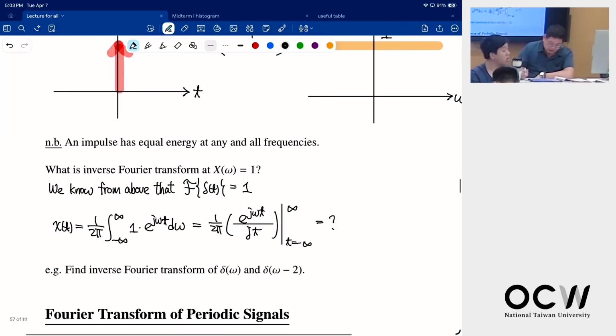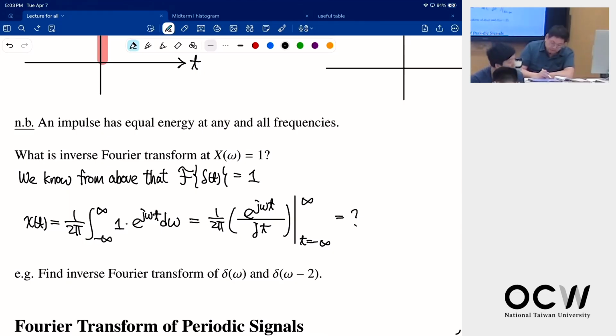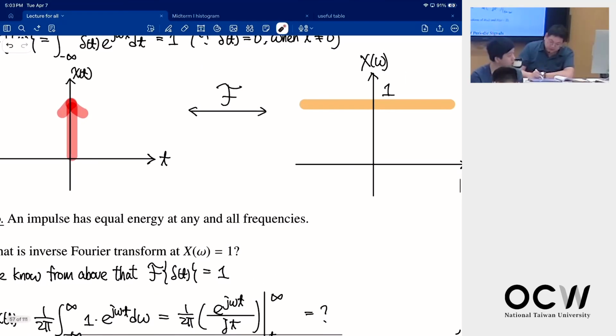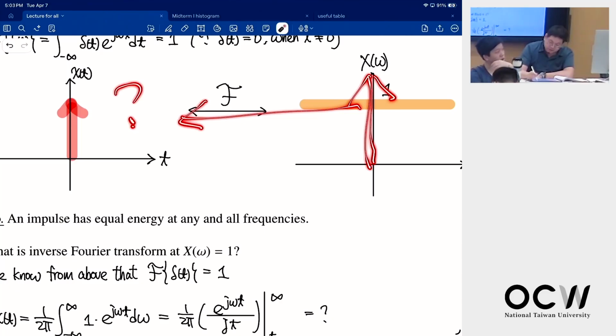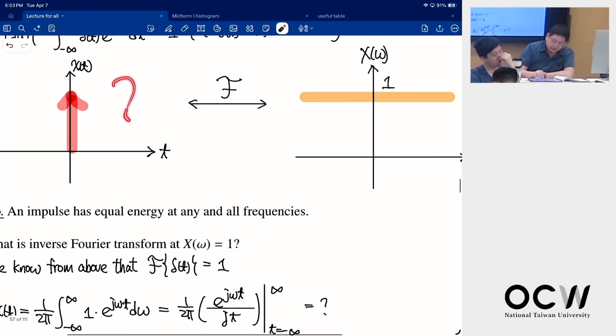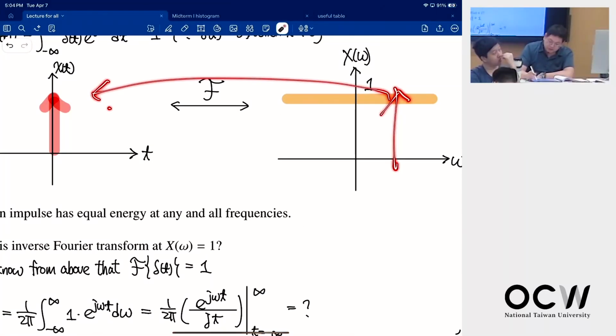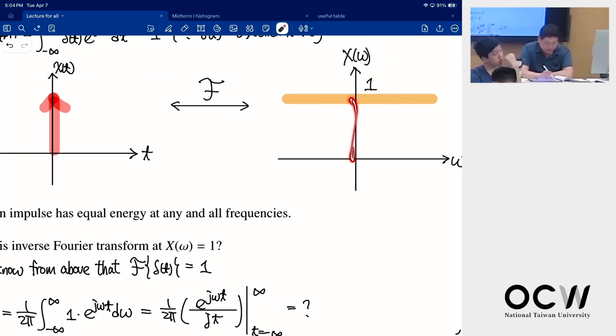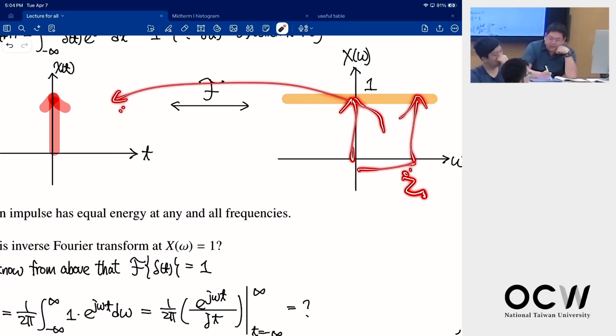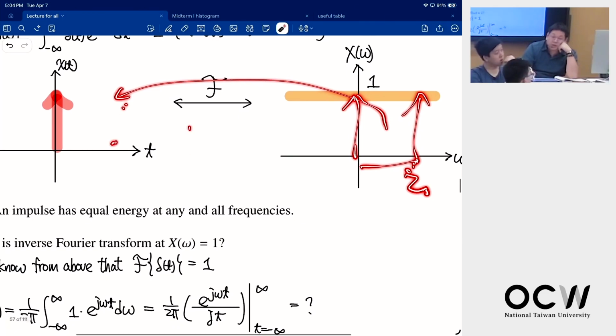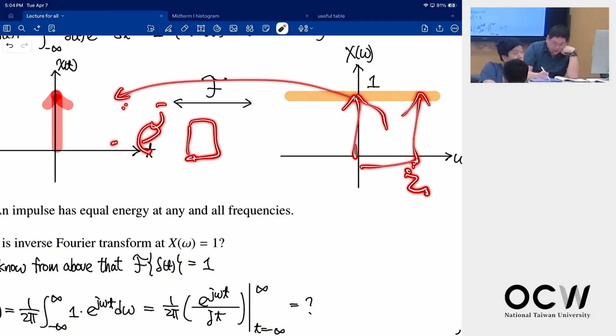Right, another example. I want to find the inverse Fourier transform of the delta function. Now, here we have the delta function. Then what is this in time domain? And also I shift to here. Then what is in time domain? Well, if I shift by 2, at least you can expect what happens in time domain. In time domain, I do the modulation, right? I should times e to the j 2t. But what is here?